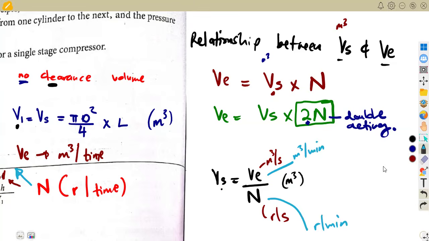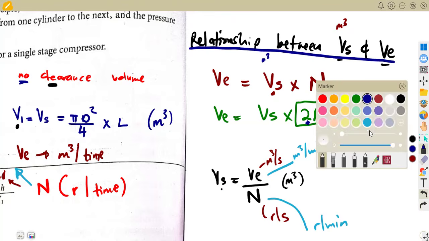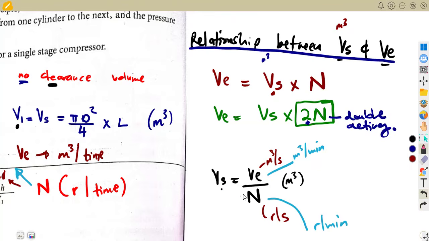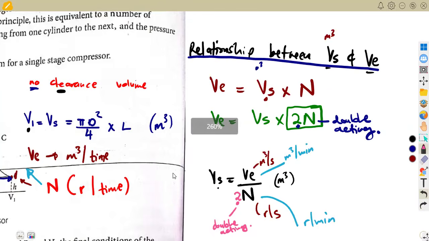So this is the relationship that we have between VS and VE. When it is double acting, we have our VS multiplied by 2. So the 2 there is for when it is double acting. Just like this, you divide by 2N. But for a single acting, you just use your N as it is. For a double acting, you multiply by 2. Okay, so this is the first part that I want you to understand about these two.